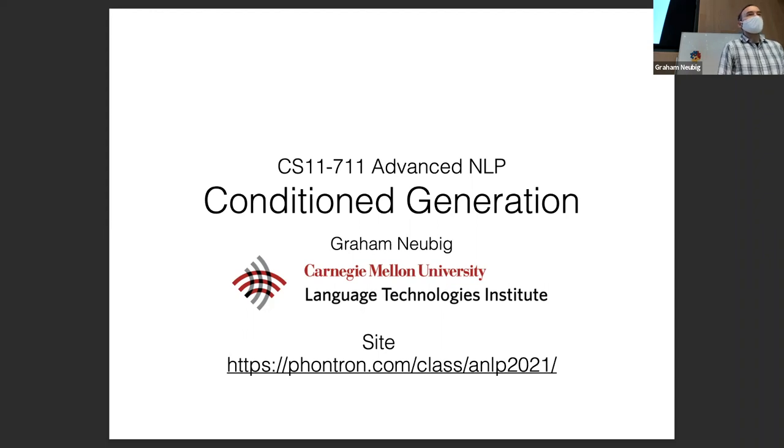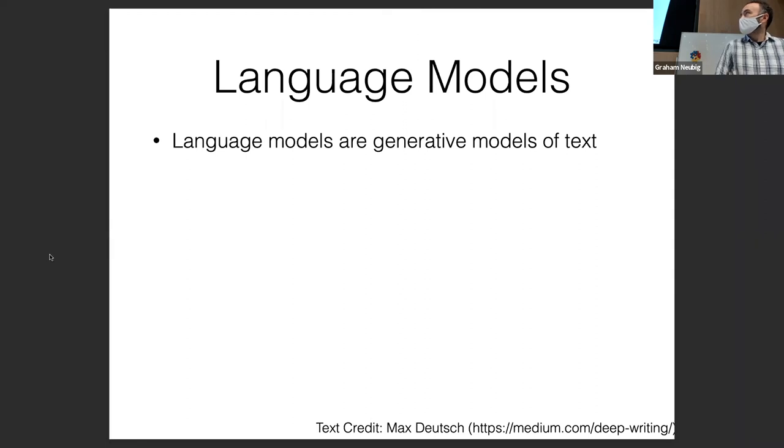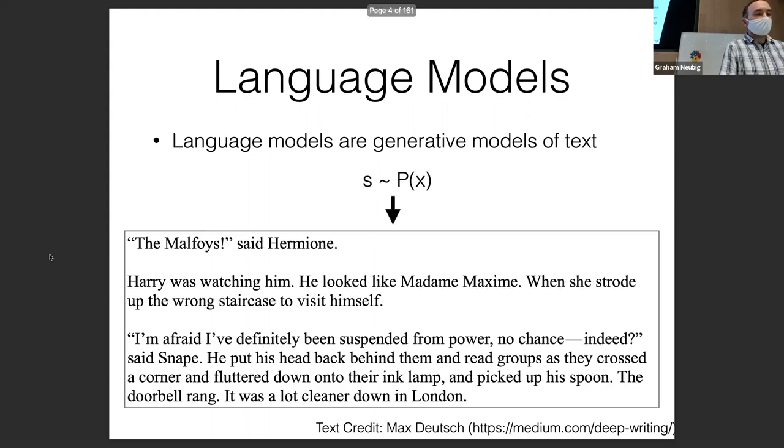So this time I'm going to talk about conditional generation. And conditional generation is a very wide class of things that we can do in NLP. We talked about language models before, where language models are basically generating a text from a probability distribution over text.